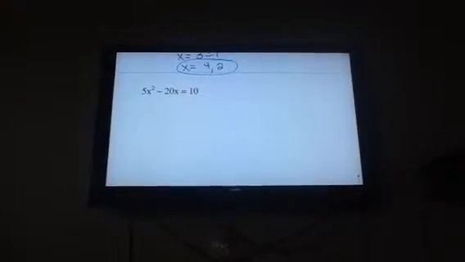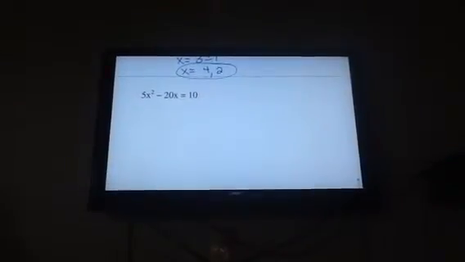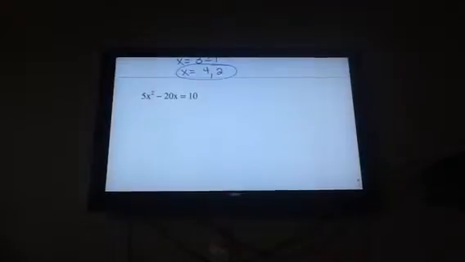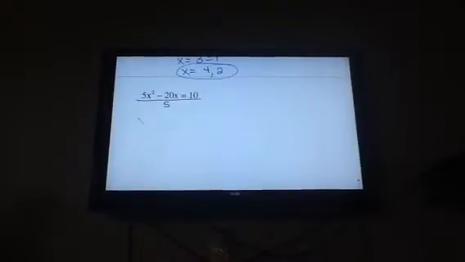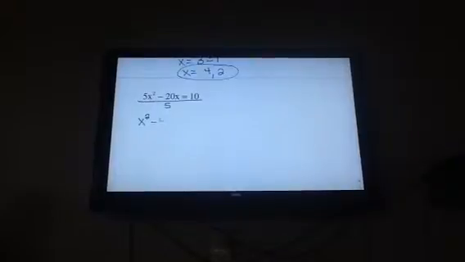Okay, next question. Coefficient of the x squared term must be 1. It's not. So we're going to divide the whole equation by 5. So I get x squared minus 4x equals 2.